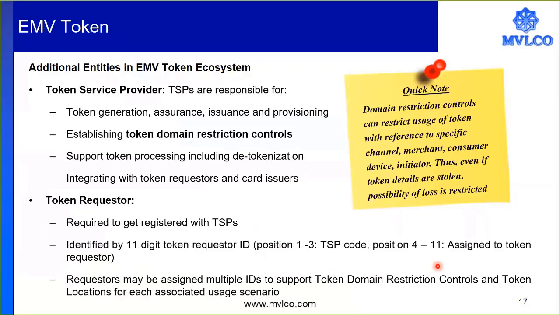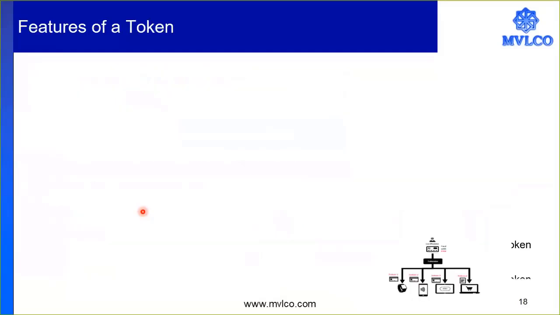So based on multiple token domain restriction controls or token locations, a single requester may have different kinds of IDs, so that later on the token service provider can actually establish these controls. So that is the whole idea of this token requester.